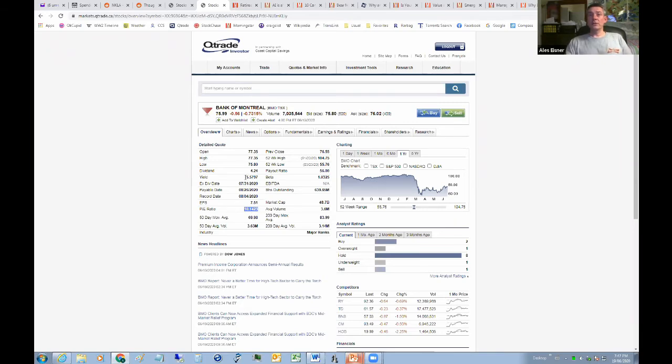Here's the dividend yield. So this would be this divided by this. Here's the dividend in dollars that they're paying per year. This is how much you're paying in order to get this $4.24 a year today. That's how much you're paying today. So this is the yield today.